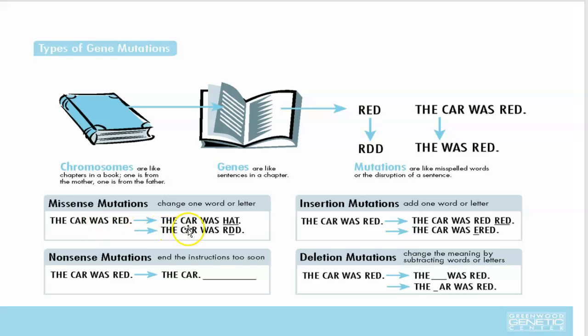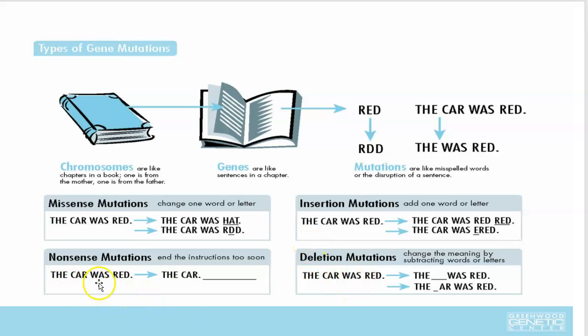So it says the car was hat. The car was hat, I drove to the store. If I asked you what you did, you'd say I got in the car and I went to the store. If I asked you what color the car was, you'd have a hard time answering that. But if it was the car was RDD, I went to the store, you'd probably even guess that it was red. You'd probably just say, oh, it's probably red.